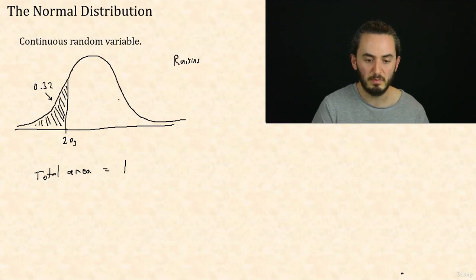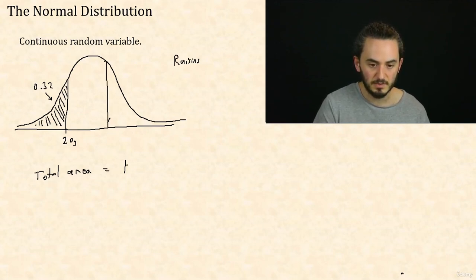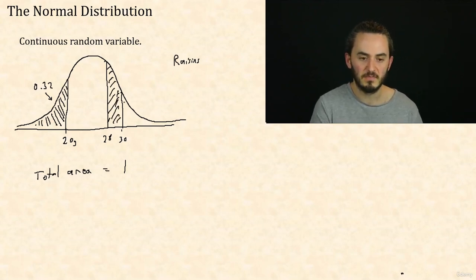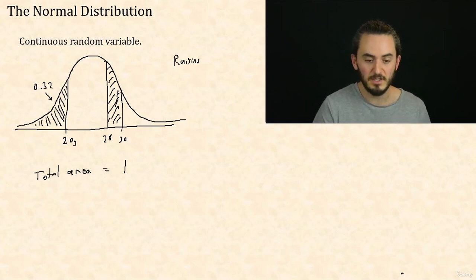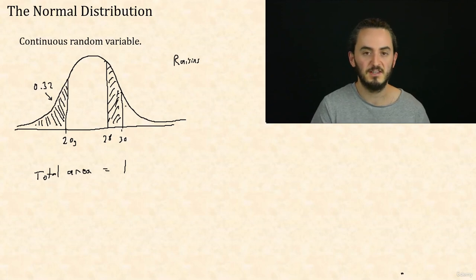Or, what's the probability of having a weight which is between 28 and 30? Well, we would just work out the area of this slice here. And again, I'm going to show you how to do that. That's what we're going to spend most of this chapter doing. So with normal distributions, we are looking for areas under a normal distribution graph, and that's going to tell us what probabilities are.